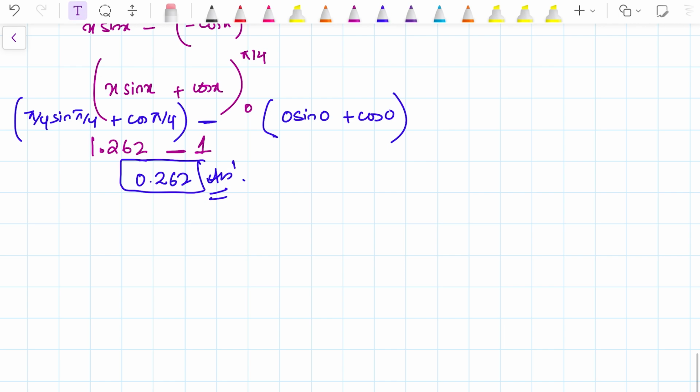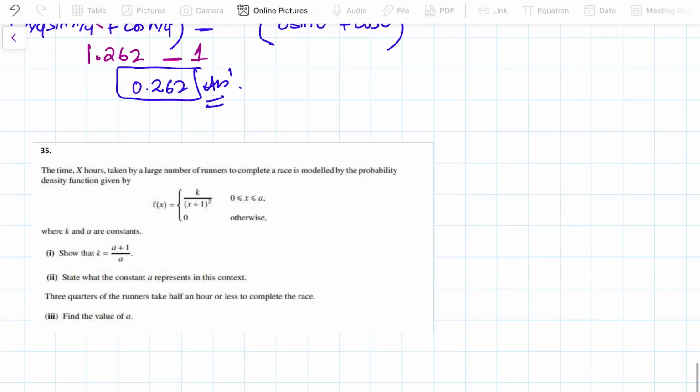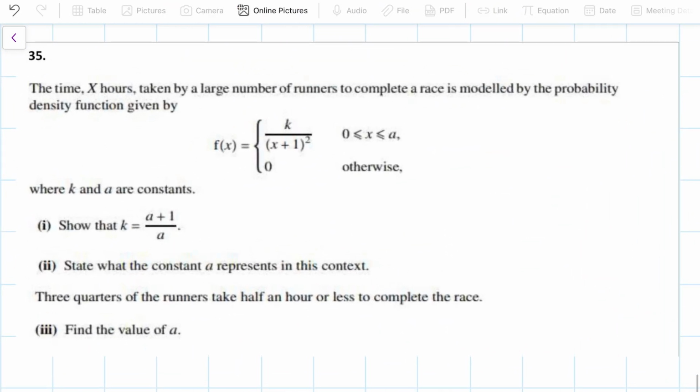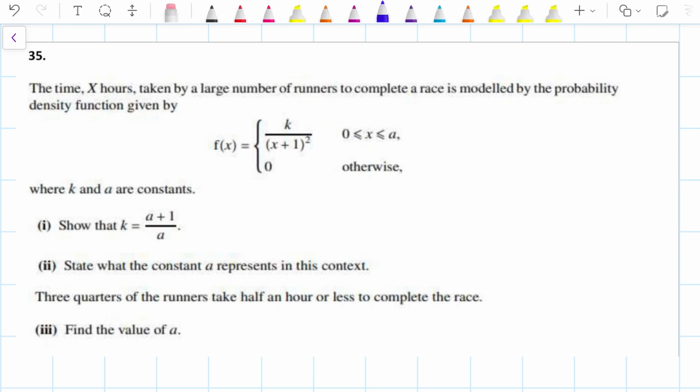Let's move on and discuss one more question. All right, show that k is equal to a plus 1 upon a. So I just randomly take out past paper questions. Sometimes the years are not visible, but that's fine. Understanding the concepts is more important. The time x hours taken by a large number of runners to complete a race is modeled by a probability density function. Show that k is equal to this.